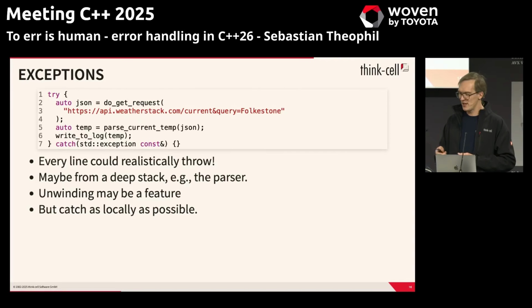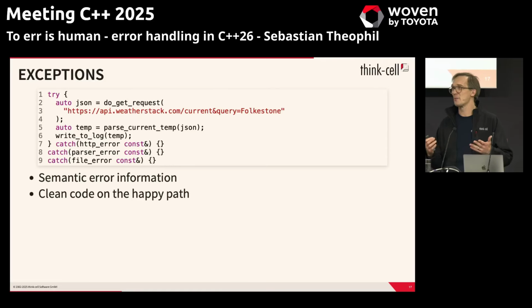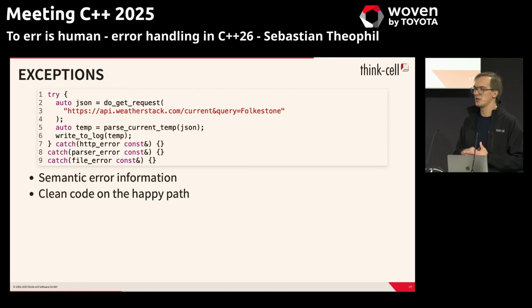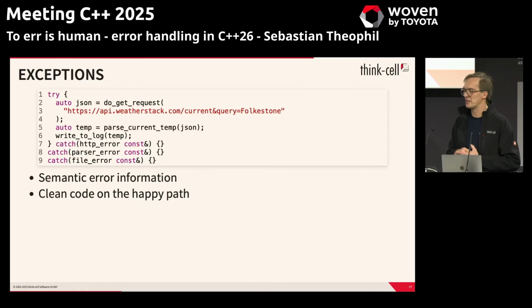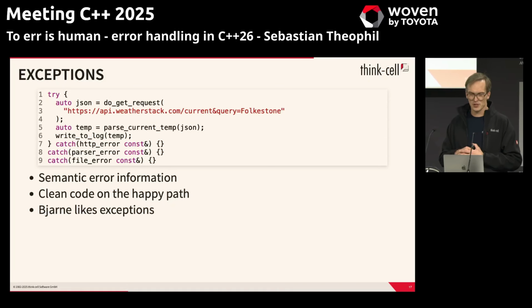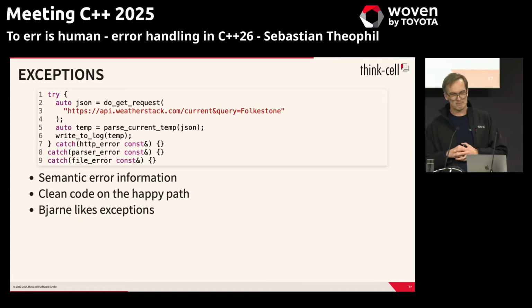Exceptions have one very big advantage in programming, though: they can carry semantic error information, right? We can give them names, there are types. We can distinguish what was the HTTP error that was thrown, what was the parsing error, etc. Like I said, they keep the code clean on the happy path, and Bjarne likes exceptions for these very reasons, so who are we to argue with that?